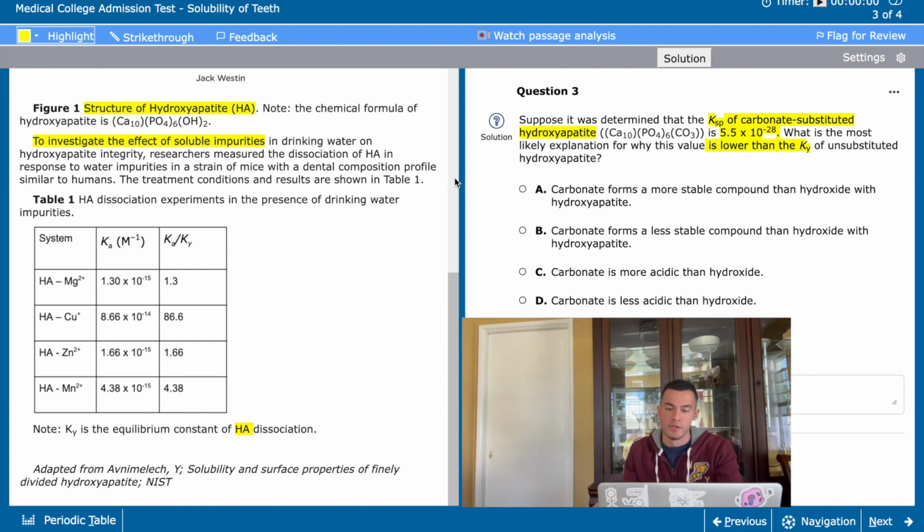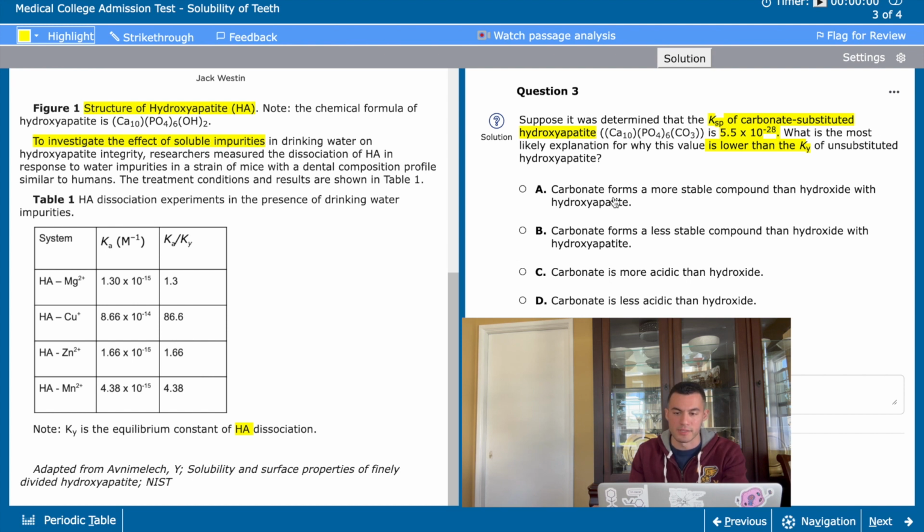So what they're asking here is why it is that carbonate causes a lower Ksp compared to hydroxide. They're trying to find an explanation that fits the bill. We can't really make too much of a prediction here. However, we can read through the answer choices and carefully evaluate them. Carbonate forms a more stable compound than hydroxide with hydroxyapatite.